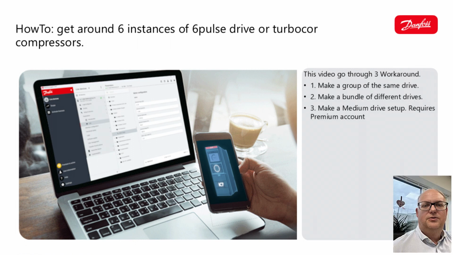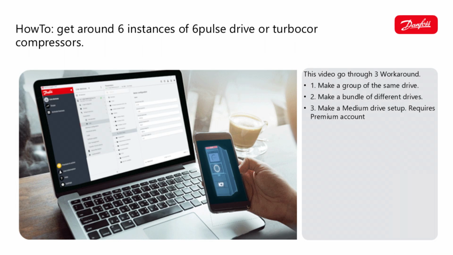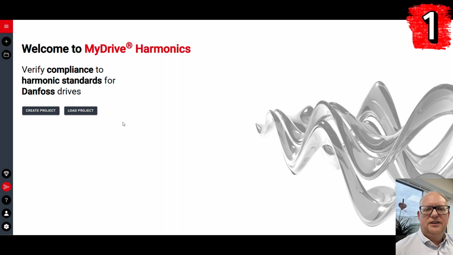This how-to video shows you how to overcome the 6-pulse drive or turbo core compressor components limit in MyDrive Harmonics. There are several ways to achieve this, and we'll showcase them here. The first method applies when the drives are of the same type and specifications. In this case, you can simply use the quantity field.